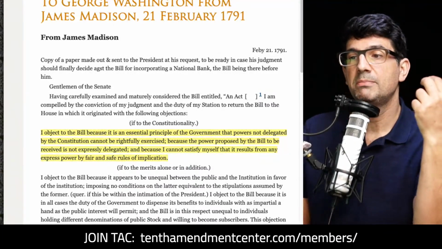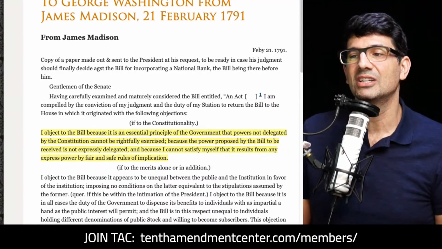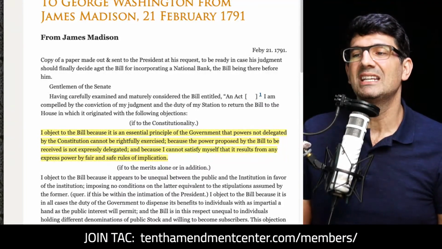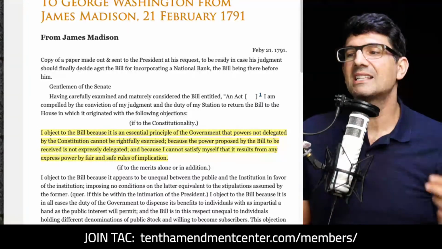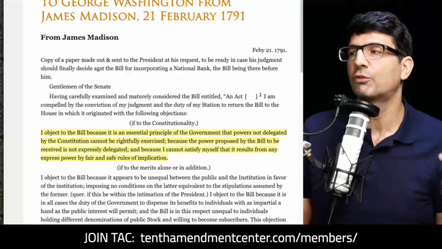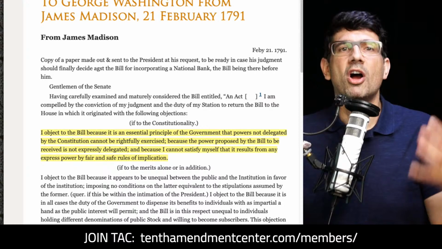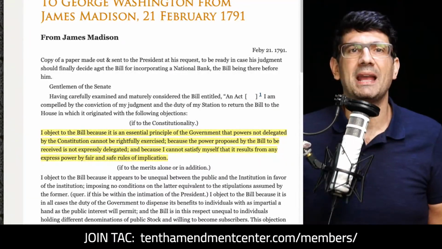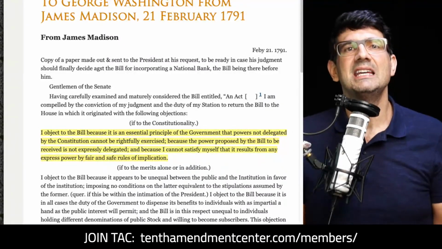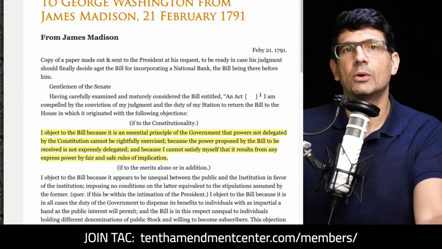I object to the bill because it is an essential principle of the government that powers not delegated by the Constitution cannot be rightfully exercised, because the power proposed by the bill to be received is not expressly delegated, and because I cannot satisfy myself that it results from any express power by fair and safe rules of implication. So that's Madison's brief explanation for George Washington to veto the national bank on grounds that it is not a power delegated to the federal government, expressly delegated in the Constitution, or cannot be found in any of the other expressly delegated powers in the Constitution.